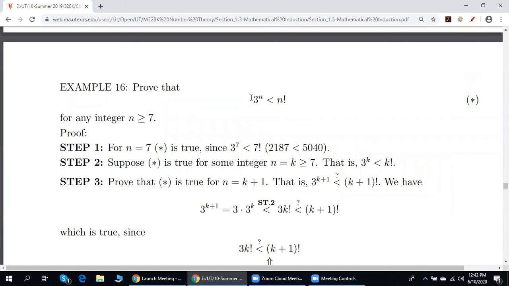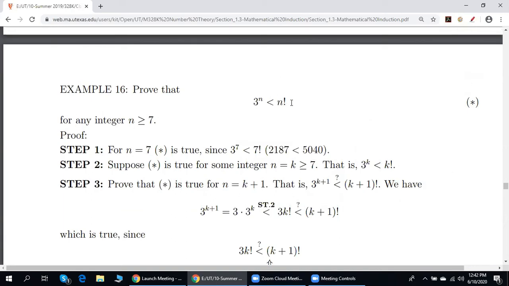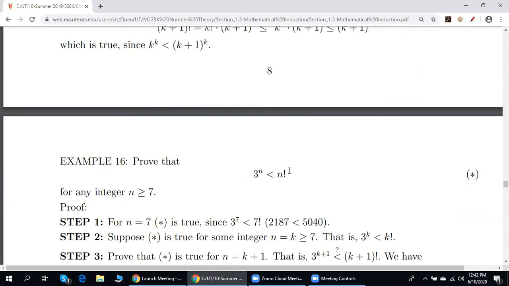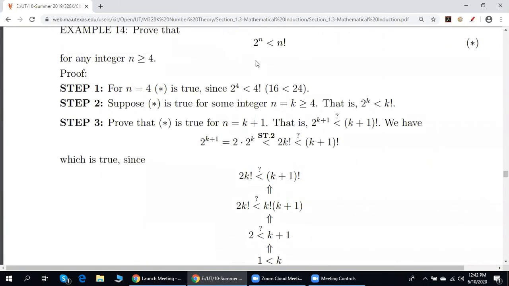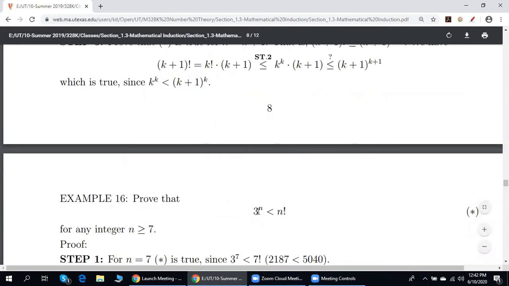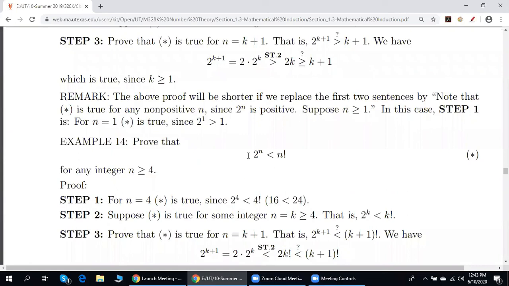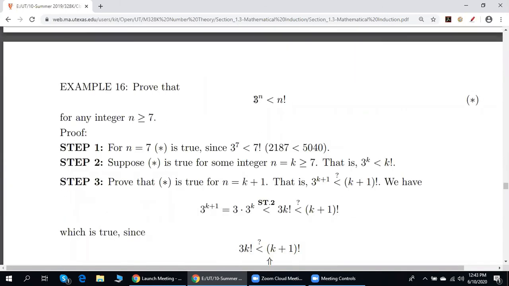Example 16. Prove that 3 to nth power is lesser than n factorial. Guys, basically, if you compare example 14 and example 16, here's what we're trying to say. N factorial is growing faster than 2 to nth power. N factorial is growing faster even than 3 to nth power. One can show that no matter which integer we put here, n factorial will be greater than a to nth power starting from some number. Here, n factorial is greater than 2 to nth power starting from 4. Here, n factorial is greater than 3 to nth power starting from 7.